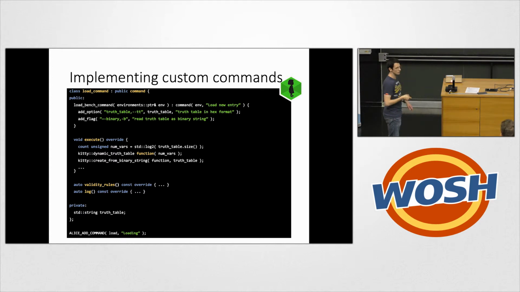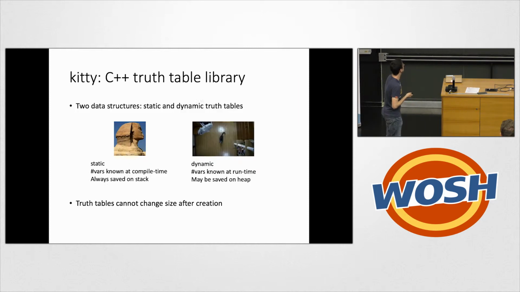There's something like validation rules, so you can check the parameters and flag some errors to the user. You can specify what is logged in the JSON file. Finally, we store the truth table here, and we have to register this command. Okay, this is basically what Alice provides you. Pretty easy and very easy to use.